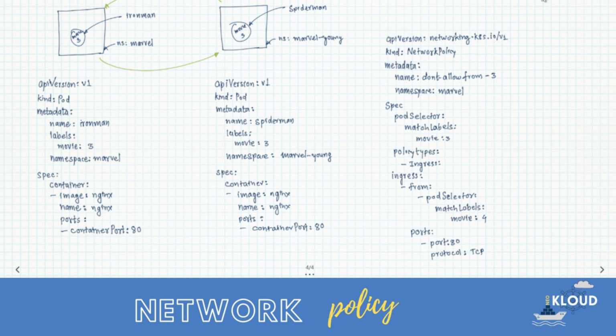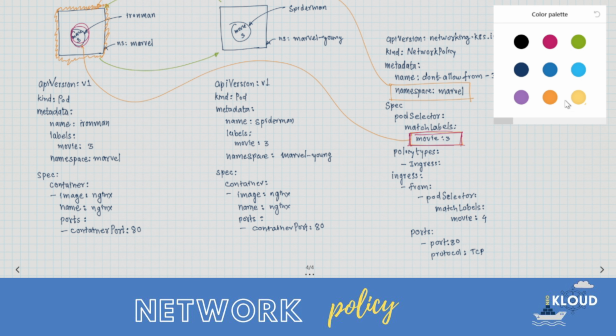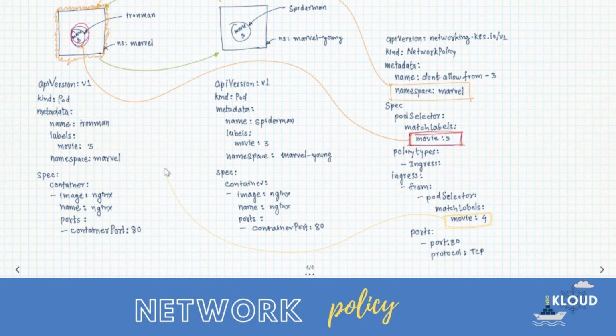Now what does this policy say? This network policy applies to pods with movie 3 in the Marvel namespace, not for every pod. If it were for every pod, you would put empty curly brackets. Which pod? The one with label movie equal to 3, meaning this particular pod. This pod can communicate only with pods that have label movie equal to 4, but the label of the other is 3, so it should not communicate with this particular Iron Man pod.